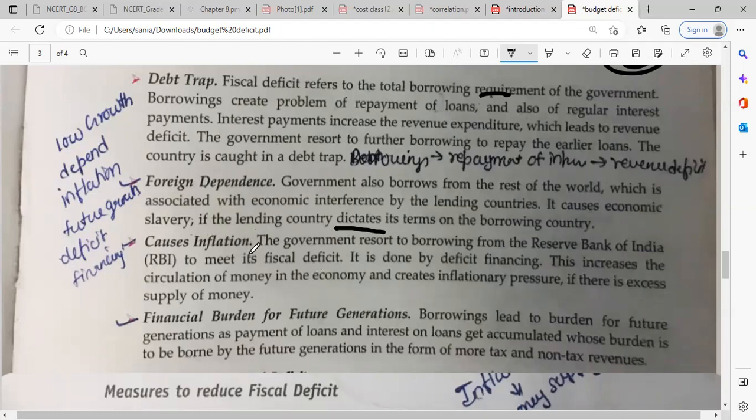Then, causes inflation. Inflation happens because right now the government doesn't have money in the country. So when you don't have money, what happens? Prices will be high, because people know. So it causes inflation. Plus, financial burden for future generations.